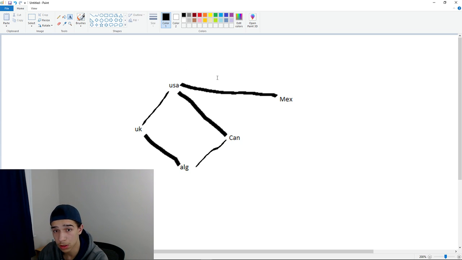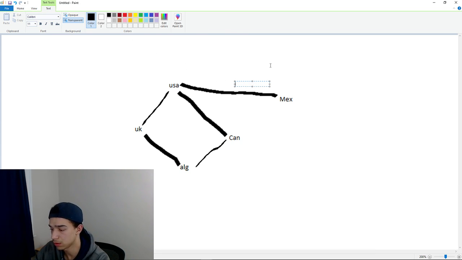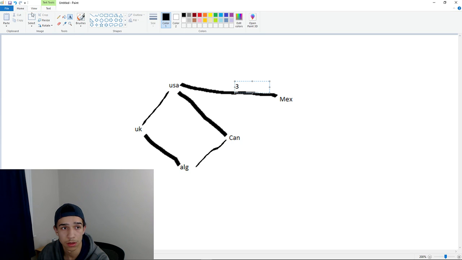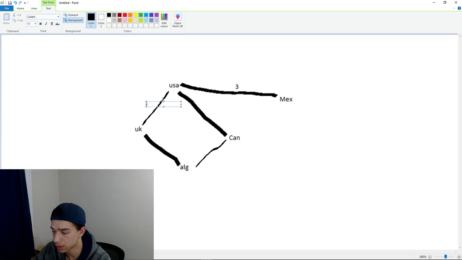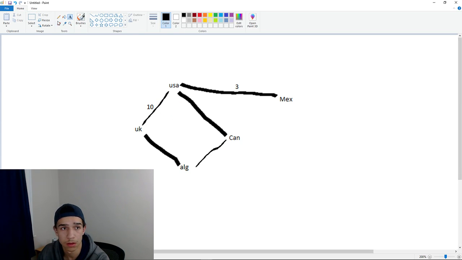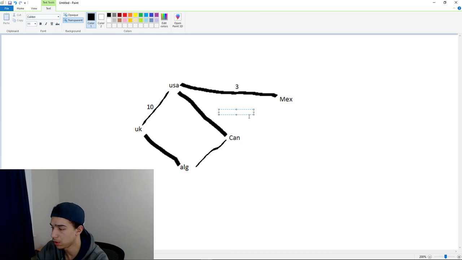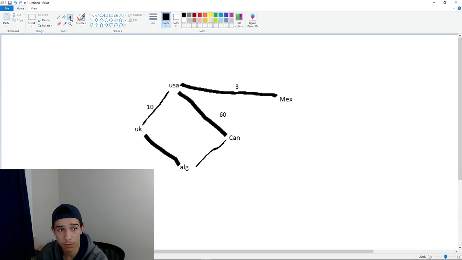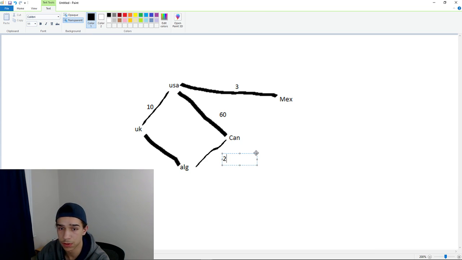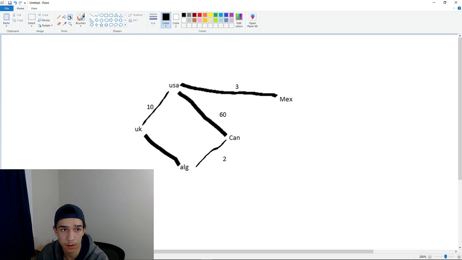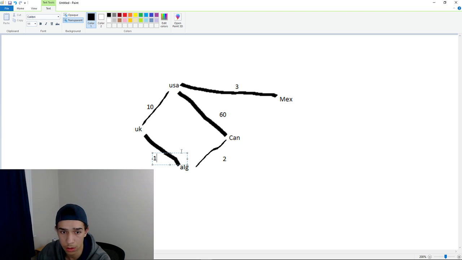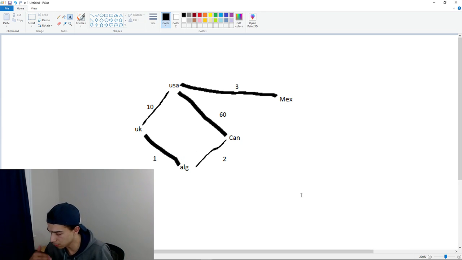And so this edge right here is 3. This one is 10. We have 60. And then we have 2. And finally, we have 1. So it says to list off all the vertices and all the edges for each graph.